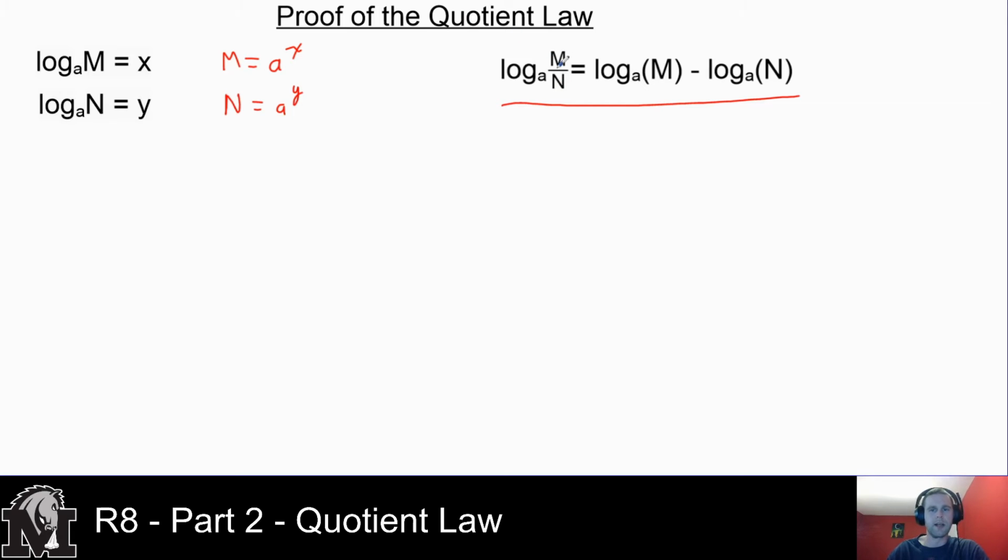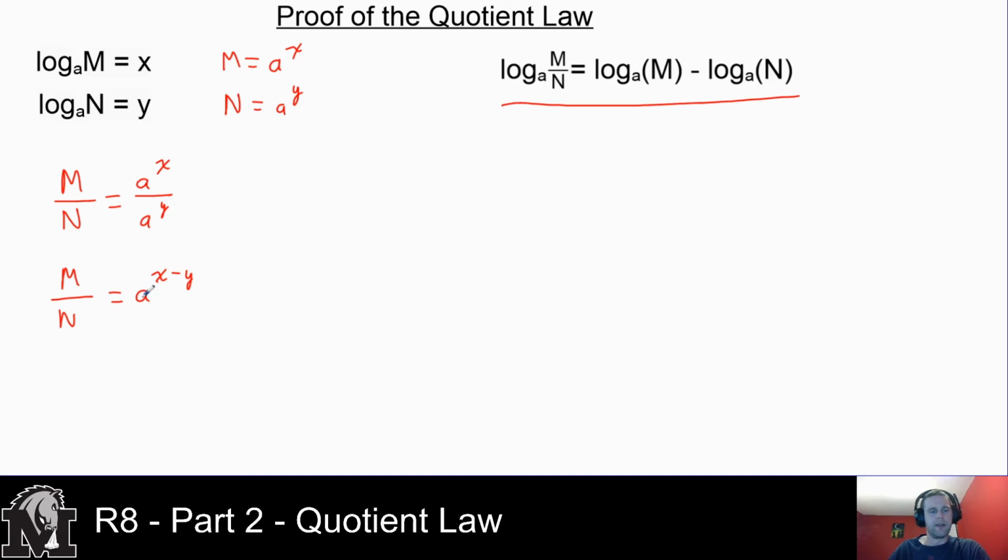Now it's the quotient law, so we need a quotient. We have m over n here. So let's start with an m over n. Now m is equal to a to the power x, and n is a to the power y. So m over n equals a to the power x over a to the power y. We're just working with our exponent law, which says when we're dividing our exponential numbers, we get to subtract their exponents. So m over n is equal to a to the power x minus y.